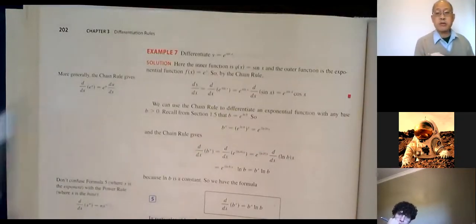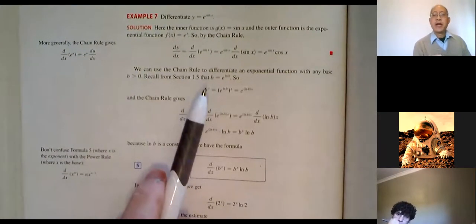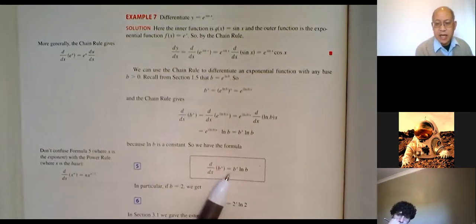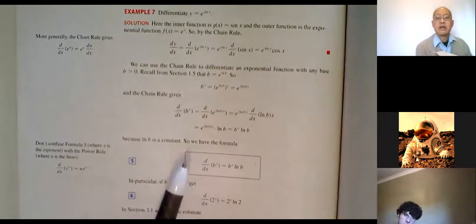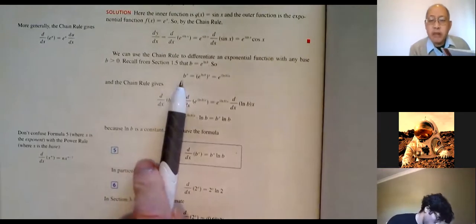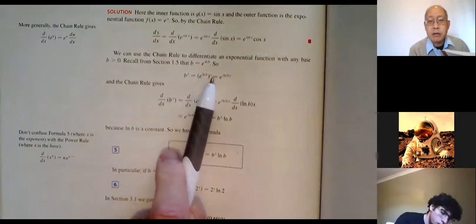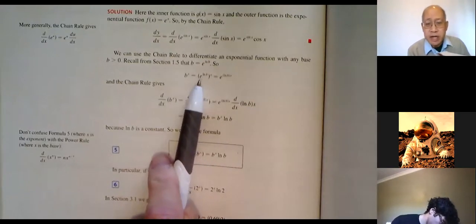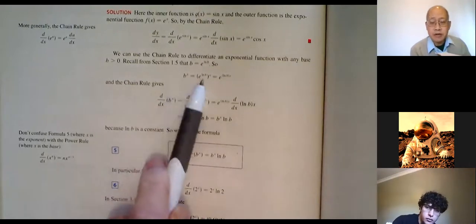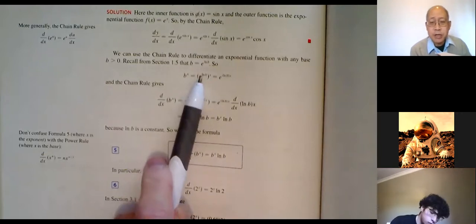Okay, so I'm on page 202. Suppose we have any base b. I want to take the derivative of b to the x. They got the answer right here. But here's the trick. Not sure you can see this. b to the x, you can write it as base e. It's e to the ln b raised to the x power. This thing right here, e to the ln b, is the same as b. One of the properties of logs is if you have an e and an ln next to each other, they cancel out. So it's the same as b.